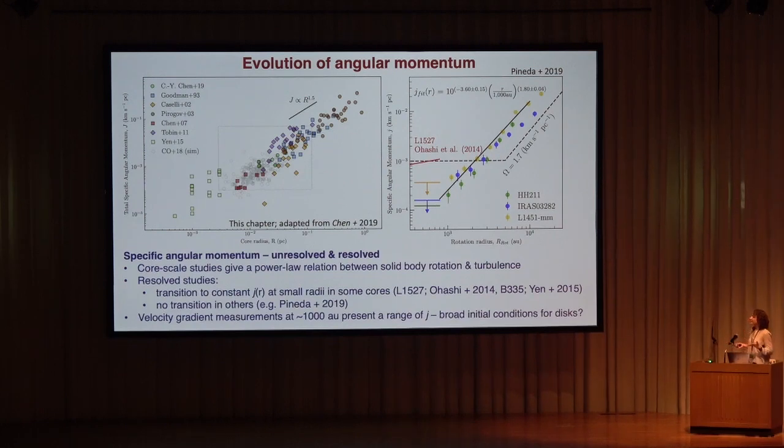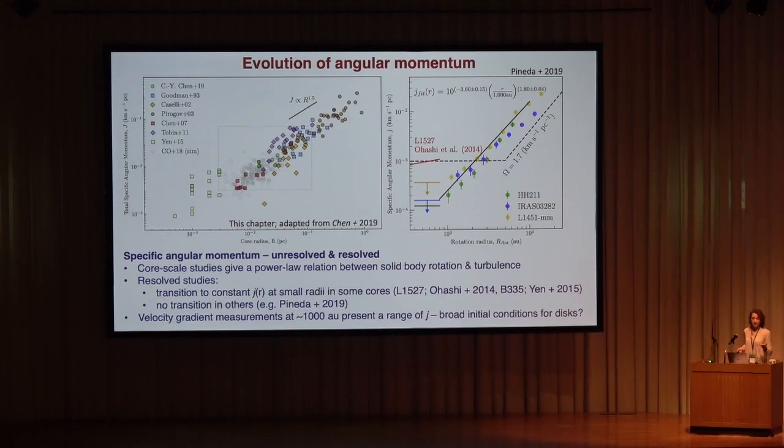And these core scale studies give a power law relation that's somewhere between solid body rotation and turbulence. So you're kind of in the middle. So turbulence is still playing a role in terms of the overall angular momentum of these cores, all the way down here on these scales.